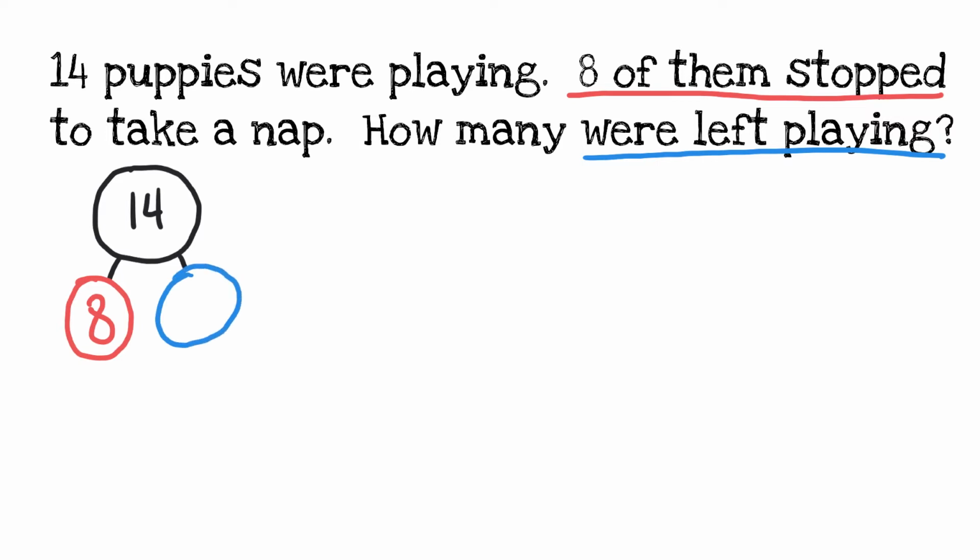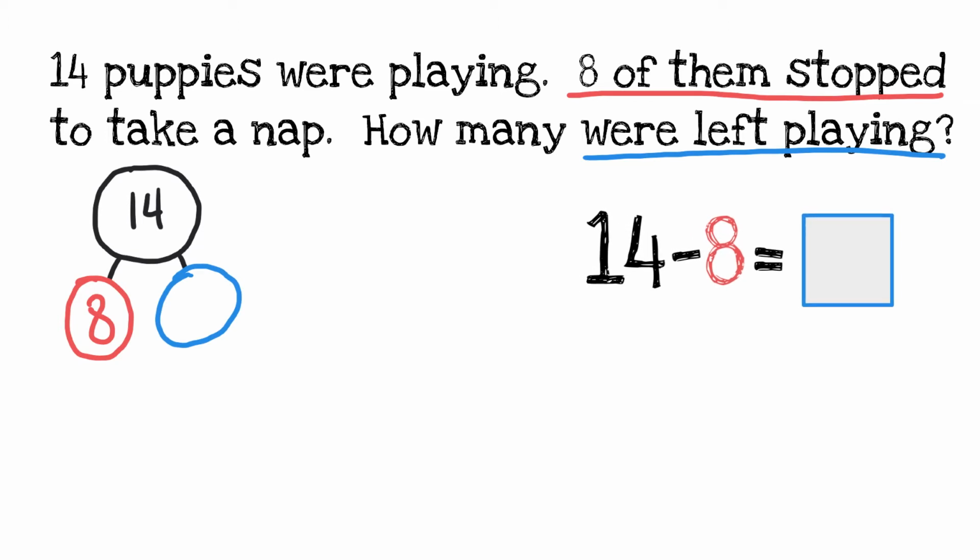If we were to write out a number sentence for this problem, it would look like this. 14, which is our total, so 14 puppies. 8 of them stopped playing, so minus 8, because they stopped playing, so they're not playing anymore, so they're gone. We're subtracting them out. Equals our unknown. How many were left playing, right here in blue? Let's draw this out now.